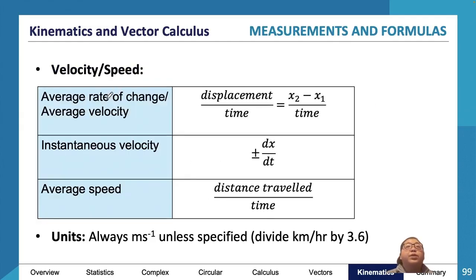In terms of velocity, there are different ways you can represent it. Average velocity is just the change in position over time. Instantaneous velocity is going to be the derivative, and you can talk about it as just the velocity. And for average speed, you have to actually calculate the area under the curve and then divide it by the time. Units are always meters per second unless they specify otherwise, and if they have kilometers per hour, you can divide it by 3.6 to get it back to meters per second.